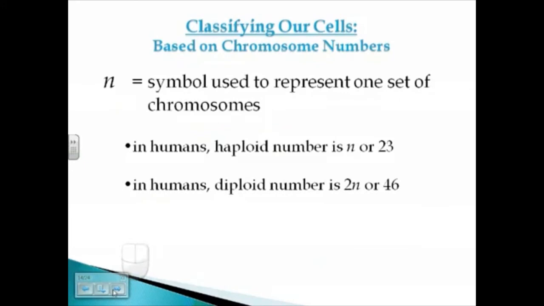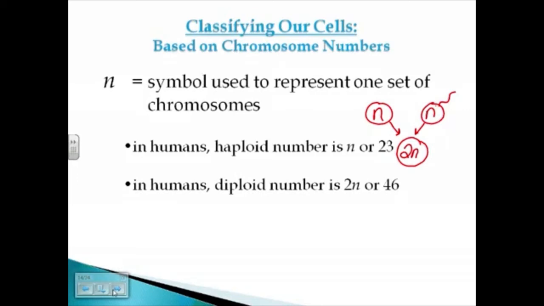N is the symbol that we typically use to represent one set of chromosomes, right? So in the case of an egg cell should have N, which would be one set, in our case 23. A sperm cell should have N, in our case humans, again 23. When they come together and join, the resulting cell should have 2N, or 2 times 23, which is 46, right?